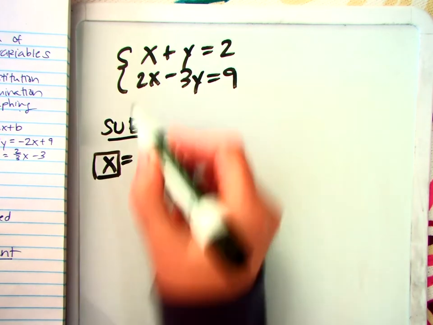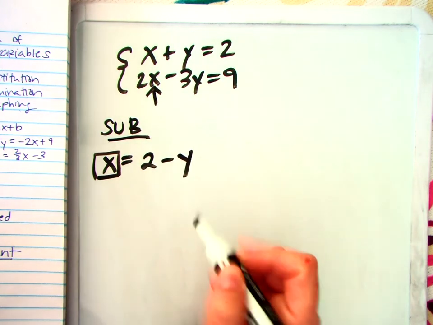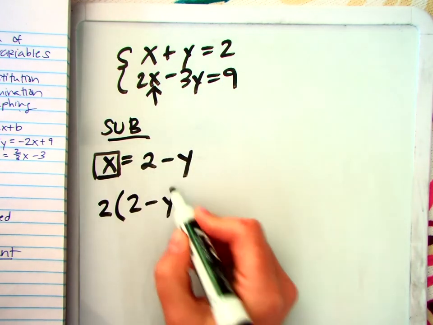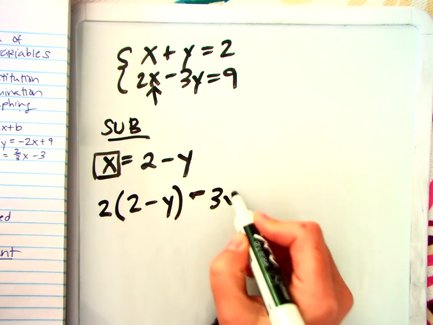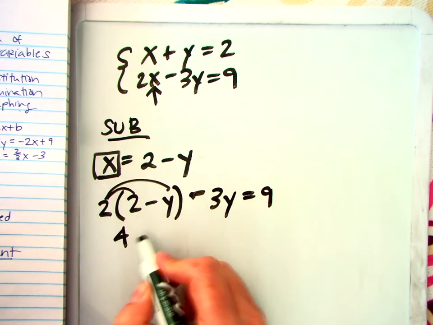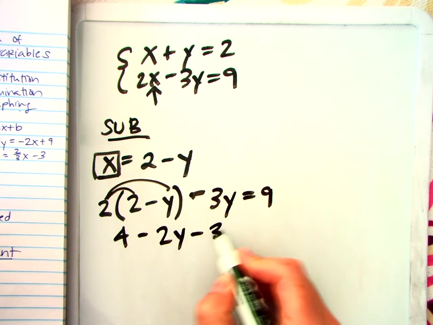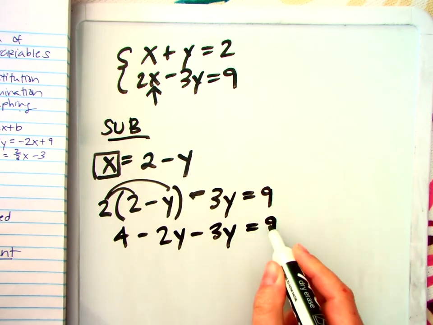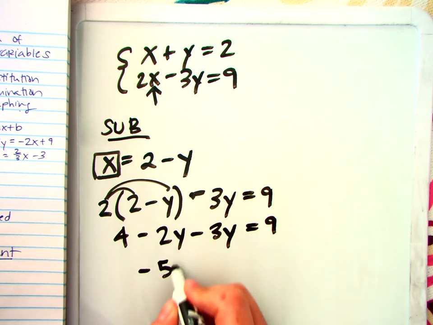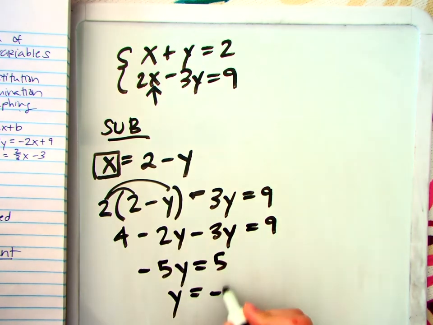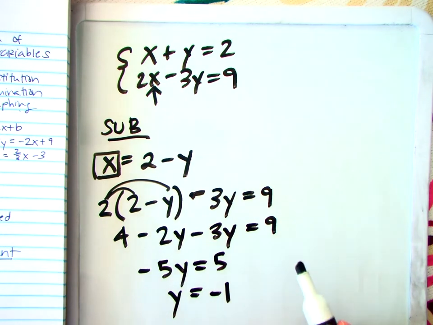Because I solved for x, I'm going to substitute it into the second equation. 2 times x, which is now 2 minus y, minus 3y, has to equal 9. So I can distribute: 4 minus 2y minus 3y equals 9. I'm going to move my 4 over and combine my like terms. Negative 5y equals 5, and y is equal to -1, which we saw a second ago was true. That was the y coordinate.